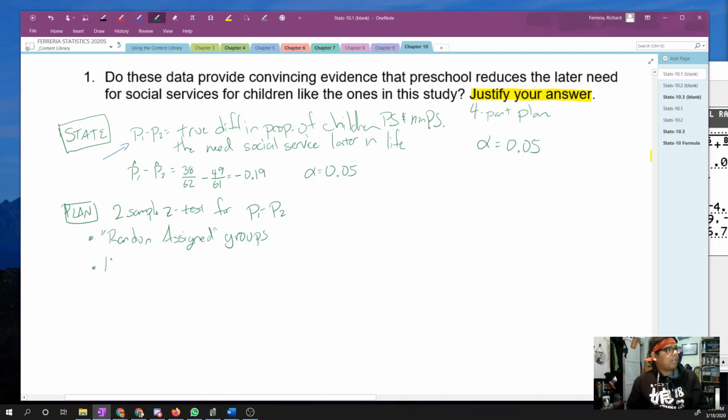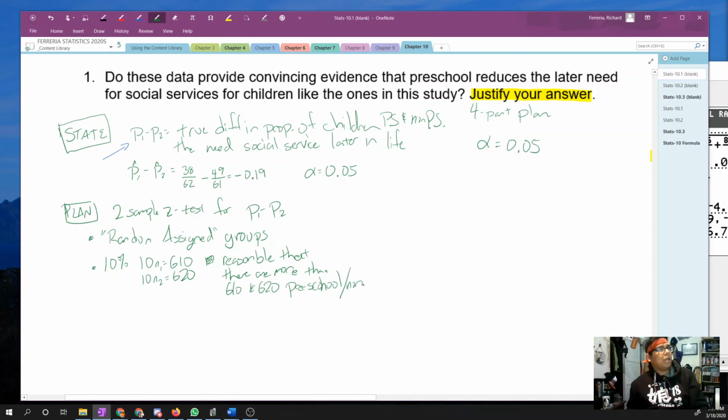Our second one is 10%. So let's see, 10 times n1 is equal to 610. And then 10 times n2 is equal to 620. So this is probably true, or reasonable, that there are more than 610 and 620 preschool and non-preschool children. Yeah, you'll have to excuse my handwriting. It's getting really bad, so I'm going to slow it down a little bit and try to write a little bit better.